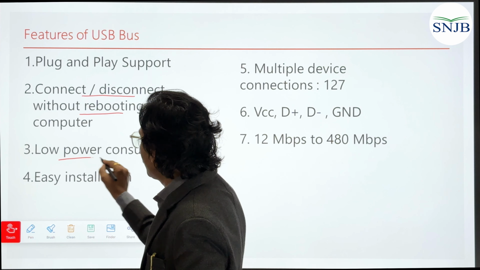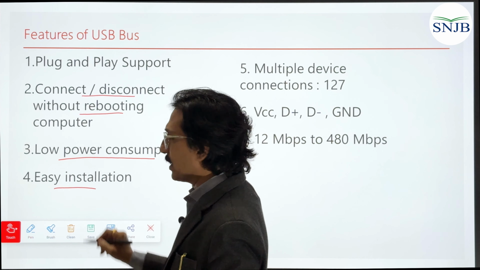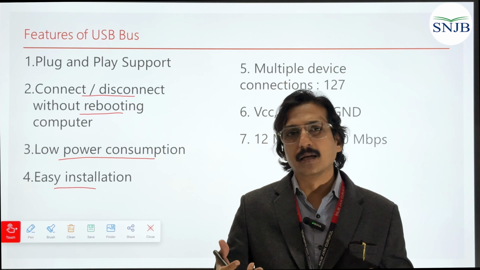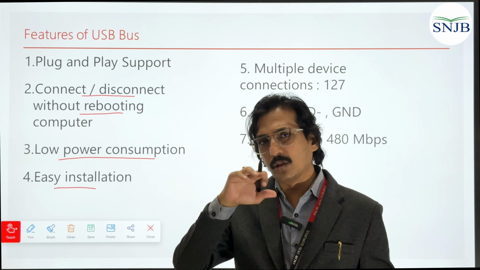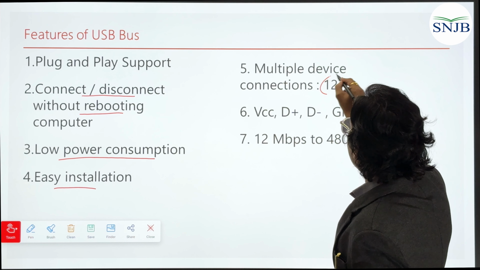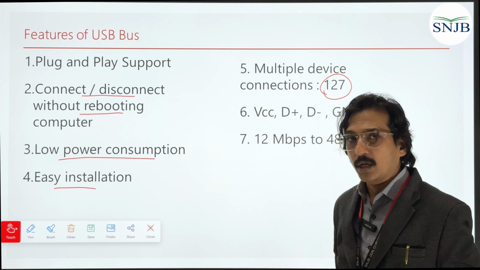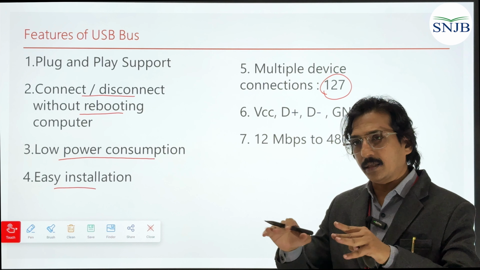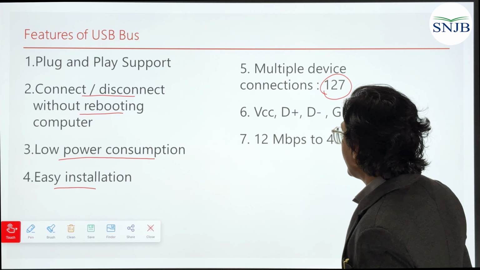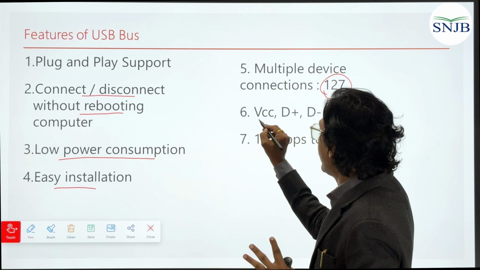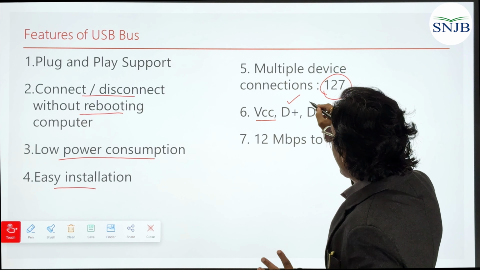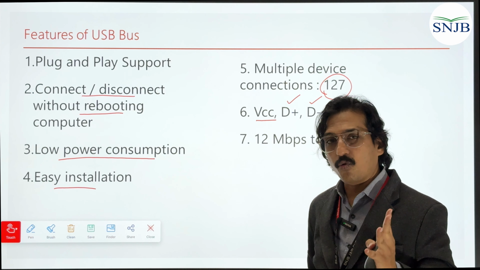It has very low power consumption. It is very easy to install. You have pen drives as well. You can just plug in and that drive is going to be observed in Windows Explorer. It supports multiple device connections, up to 127 devices. So on one USB bus master, you can add a hub of 127 different devices. It has only 4 lines: one is VCC, second is ground, positive data and negative data. So these are the only 4 lines present.